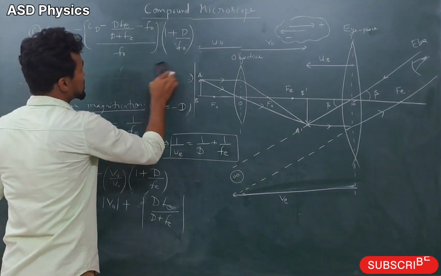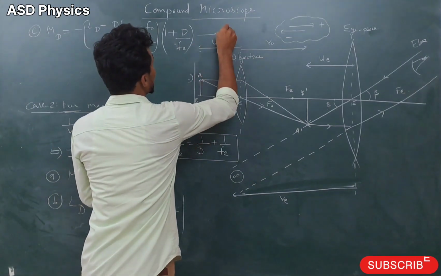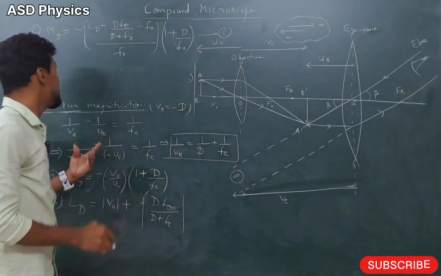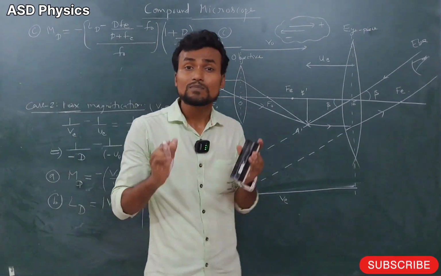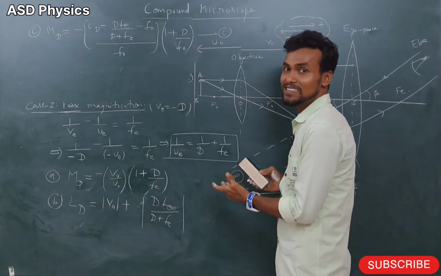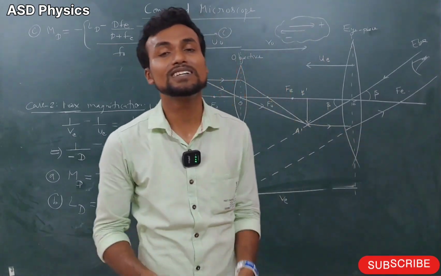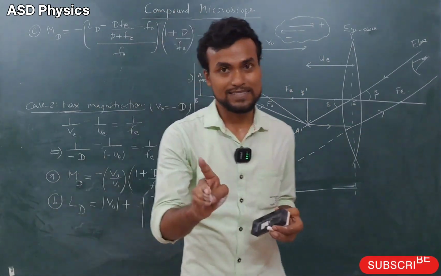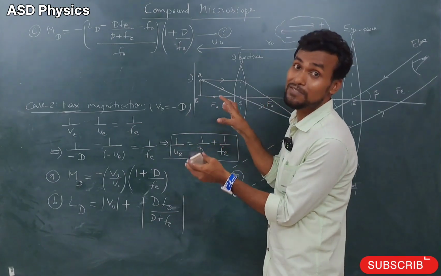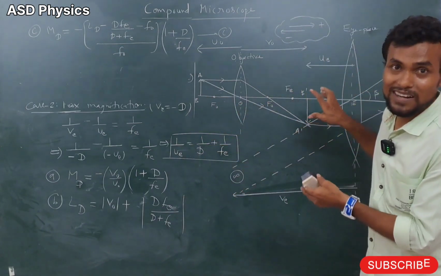So what have we got again? We have got the 3 formulas, for the maximum magnification. So what have we seen in this class? In this class we have seen the general formula of the compound microscope. After that, we have seen the 2 cases, and these 2 cases are very important, especially the normal adjustment.